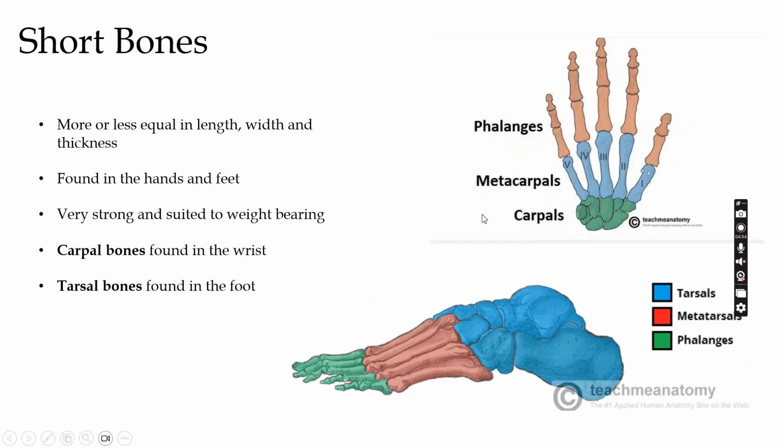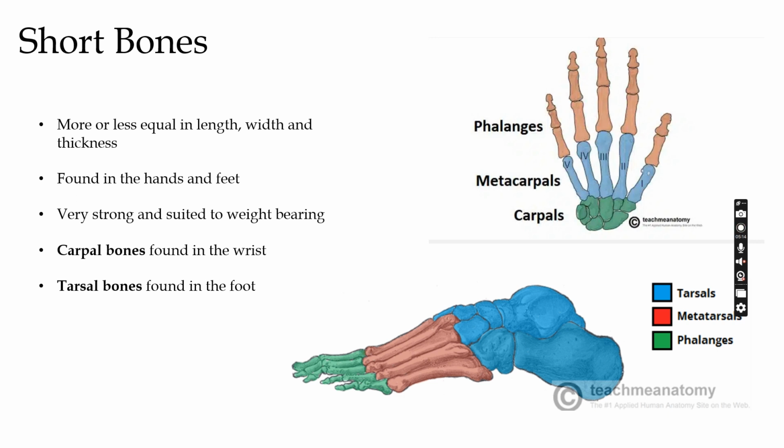Now short bones, very similar to long bones. Short bones are more or less equal in length, width and thickness. If you have a look at the carpals here, they're almost like rocks. They're very equal in size. They're not like long bones where they're longer than they are wide, etc.